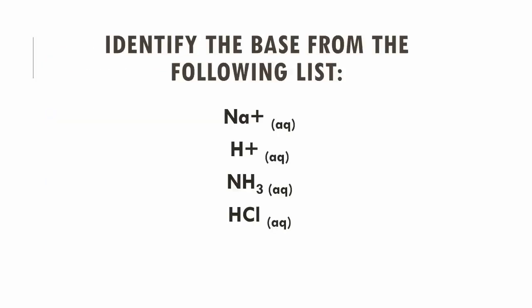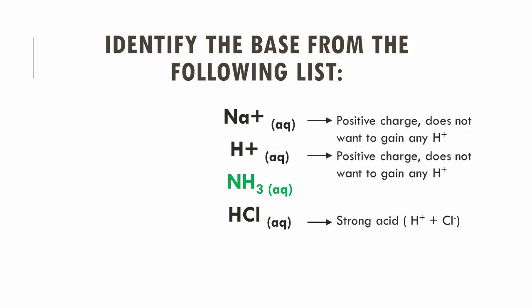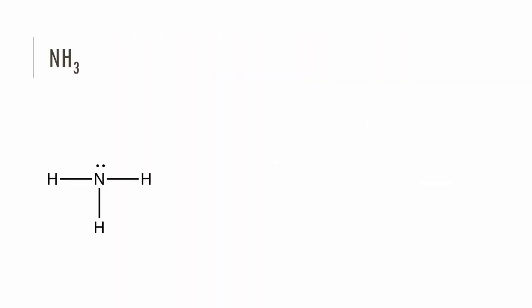The right answer is NH3. HCl is a strong acid that will dissociate into H+ and Cl-. Na+ and H+ both have a positive charge, so they're not looking to gain any more protons, which would increase their positive charge. Let's look again at NH3. At first glance, we see it doesn't have a charge, so maybe it's happy and doesn't want to react. It does not need to gain or lose an electron to increase its stability.